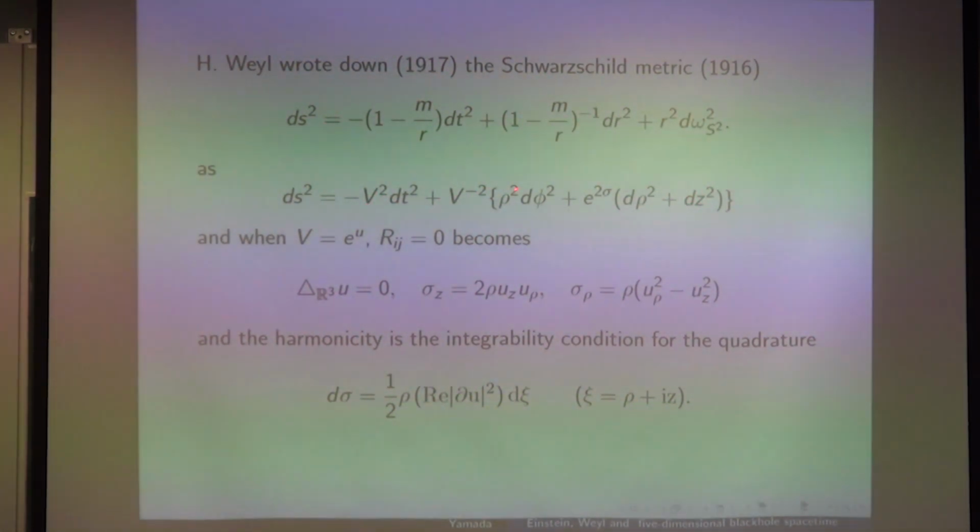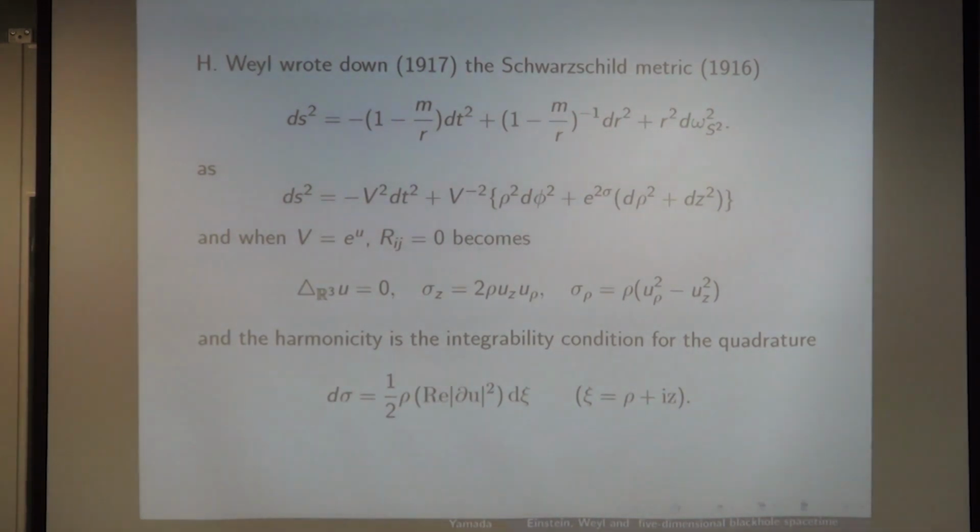So you see that when v is equal to 1 and sigma is equal to 0, you're reduced to the Minkowski space, the Minkowski metric. But then he realized that you can write this equation down in this form. If you set v equal to e to the u, then the Ricci flat condition, this is the vacuum Einstein equation, becomes u being harmonic and sigma, which is a conformal factor here, satisfying these two equations. Those two equations are the same as this, and this is the quadrature, and you can get the potential of sigma provided that this u satisfies this equation. So the harmonicity of u is the integrability condition for this quadrature. Therefore, the punchline is, if you can find a harmonic function, then you can solve this Einstein equation. And that's what this Schwarzschild metric is.